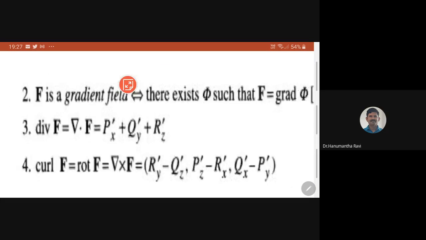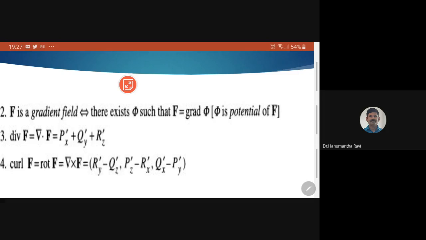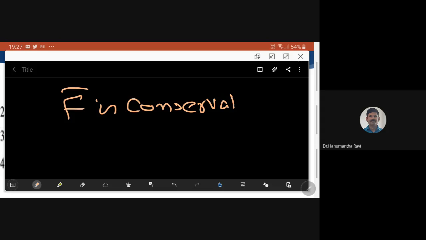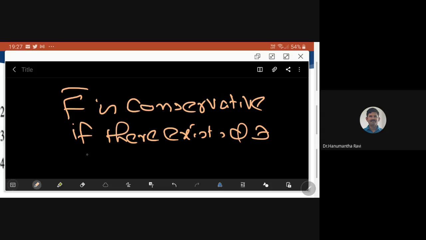And the gradient field: f bar is a gradient field if there exists phi such that f bar is equal to grad phi. It is called a conservative field. We call f bar a conservative vector field when there exists a potential phi, that is a scalar function phi, such that grad phi is equal to f bar.